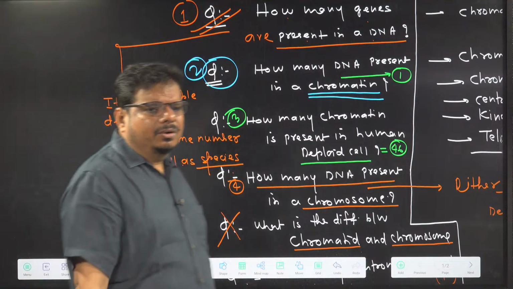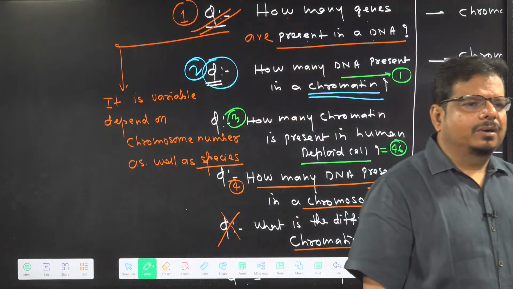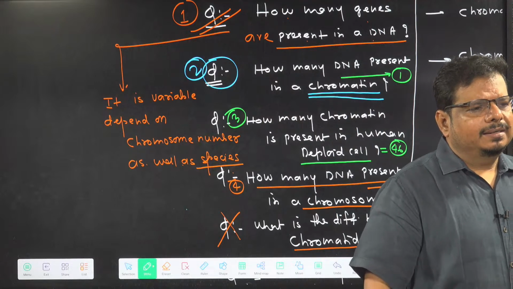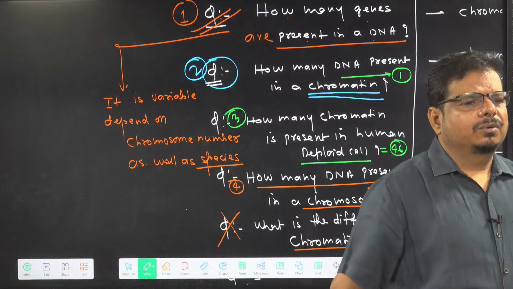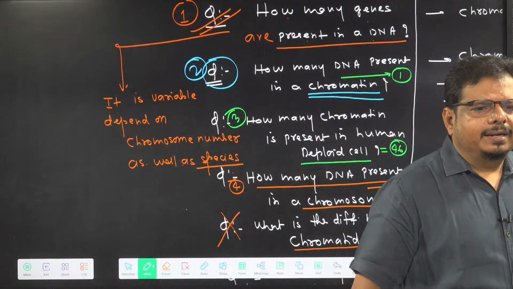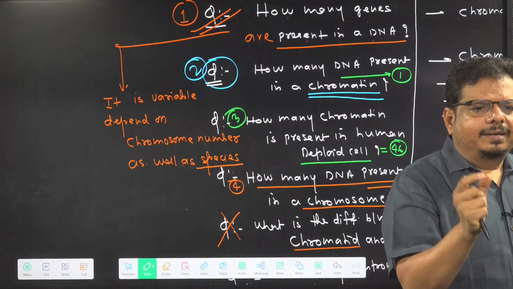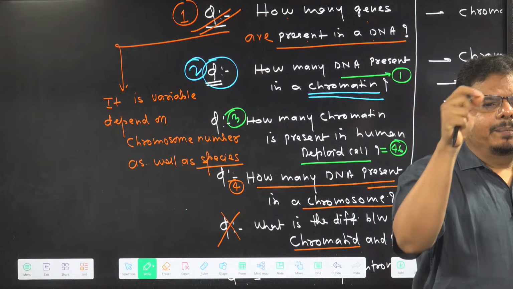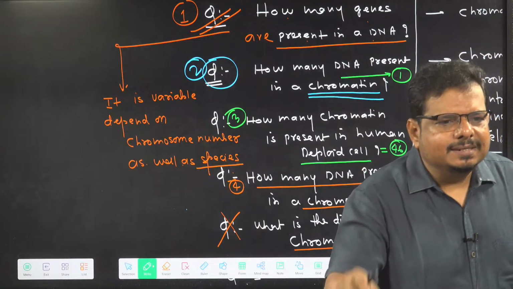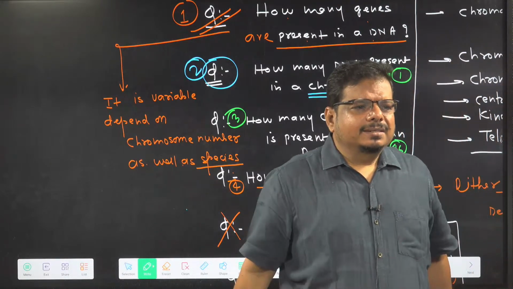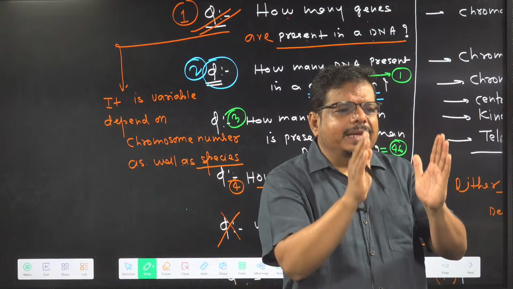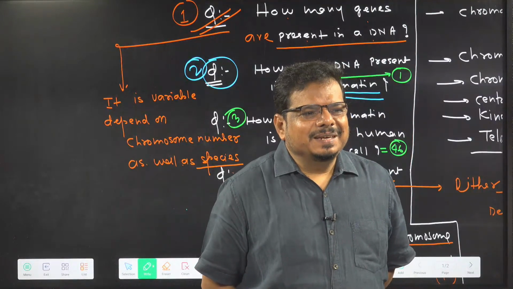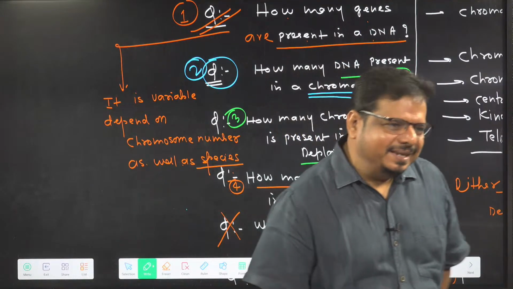Did the picture come in the mind or not? Are you able to decode the answer of the first question? How many genes are present on a DNA or chromosome? It is variable. It depends upon which DNA and which chromosome is there, or upon which species is there. Understanding the idea? Gene is nothing, gene is simply a fragment of DNA.